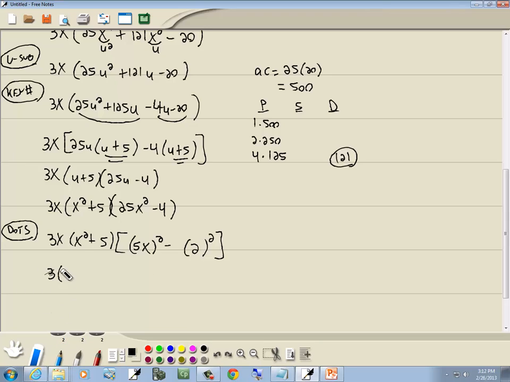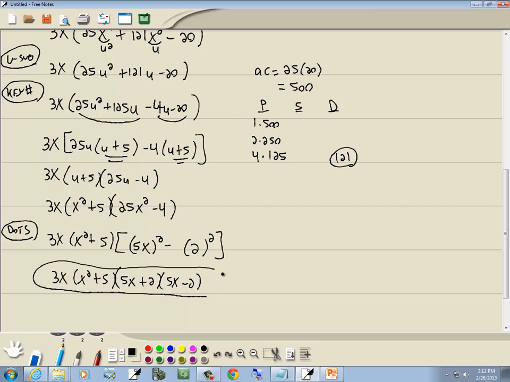So we're going to keep carrying this down: 3x, x squared plus 5. Difference of two squares. We take what's inside our first set of parentheses, we add what's in our last, and we take what's inside our first and we subtract what's in our last. And that would be our answer.